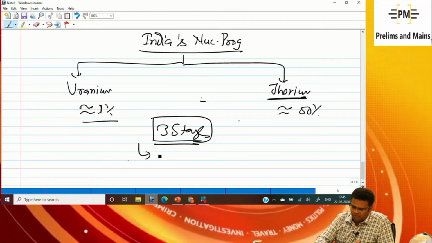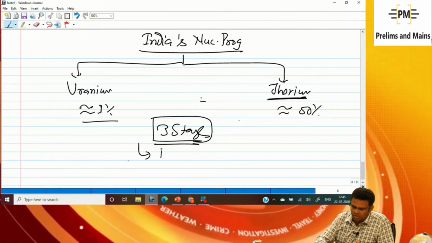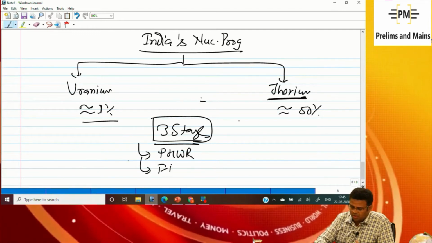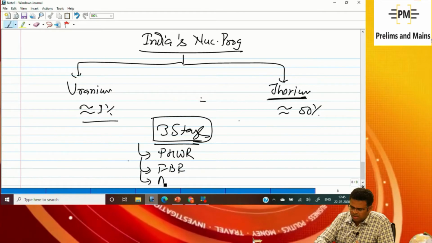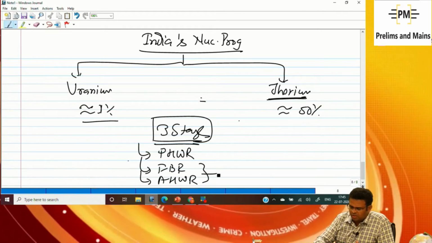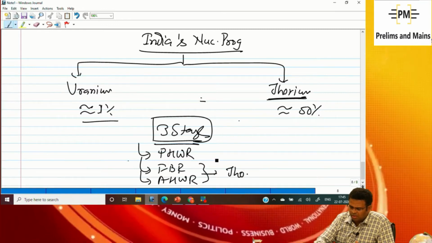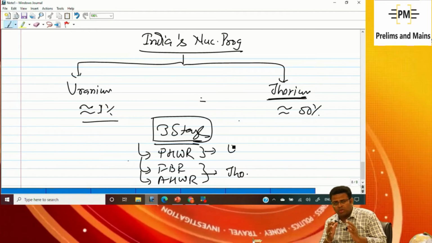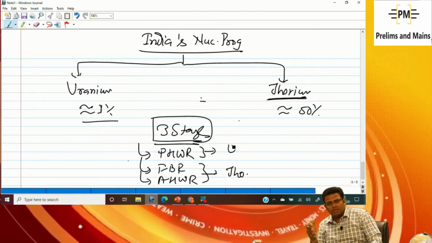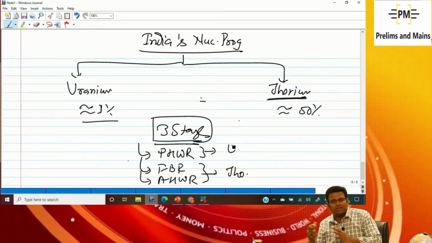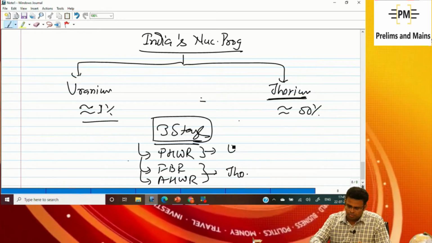The 3-stage program is: first, the pressurized heavy water reactor; second, the fast breeder reactor; and third, the advanced heavy water reactor. In the fast breeder reactor and advanced heavy water reactor there is use of thorium, and in the pressurized heavy water reactor there is use of uranium. Because in the coming future we will depend more on utilizing thorium.